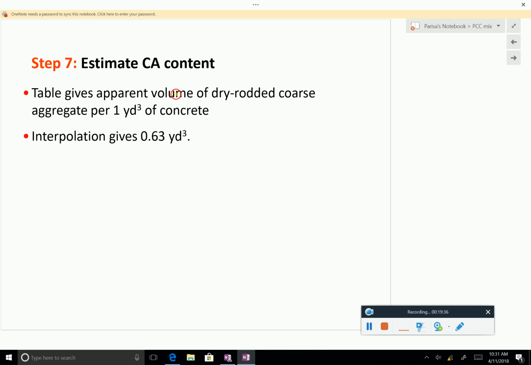So this is apparent volume. But what we need is actually weight. So you have information about coarse aggregate. Calculate your weight. What you have is the volume. You have the dry rodded unit weight. If you look at your summary information, I ask you to look at the table. Something should be written there to that end.